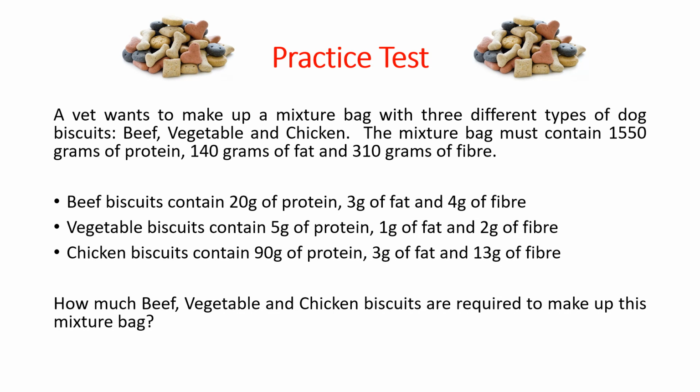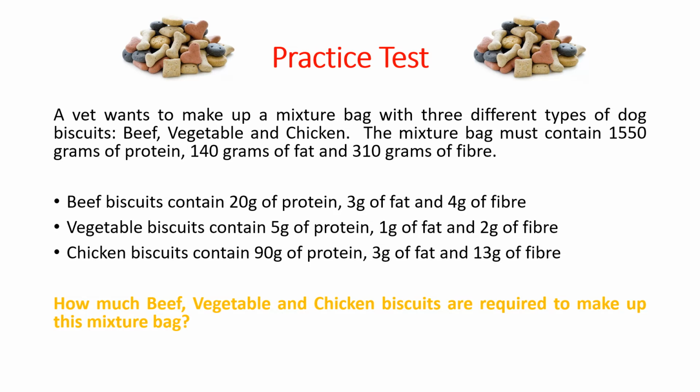Right, here's our practice test. A vet wants to make up a mixture bag with 3 different types of dog biscuits: beef, vegetable, and chicken. The mixture bag must contain 1,550 grams of protein, 140 grams of fat, and 310 grams of fibre. Each beef biscuit contains 20 grams of protein, 3 grams of fat, and 4 grams of fibre. Each vegetable biscuit contains 5 grams of protein, 1 gram of fat, and 2 grams of fibre. And each chicken biscuit contains 90 grams of protein, 3 grams of fat, and 13 grams of fibre. So the problem we're going to solve: how much beef, vegetable, and chicken biscuits are required to make up this mixture bag.